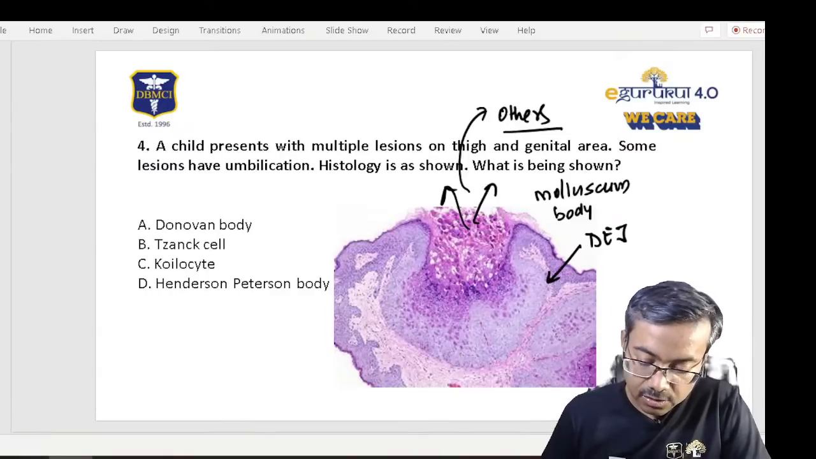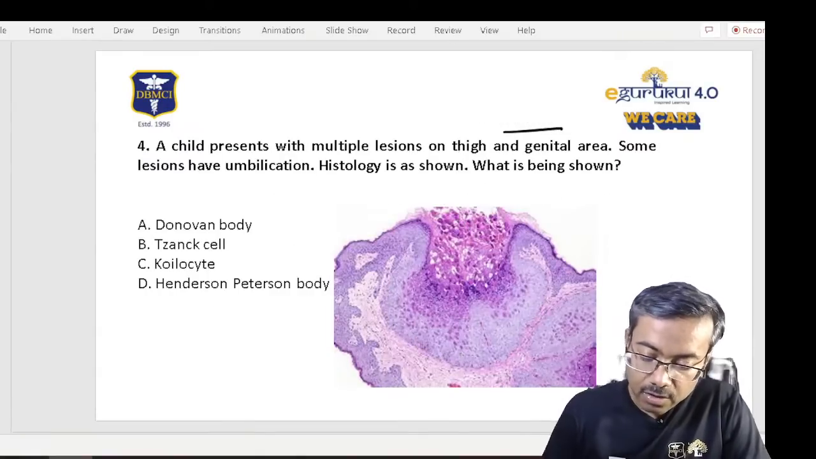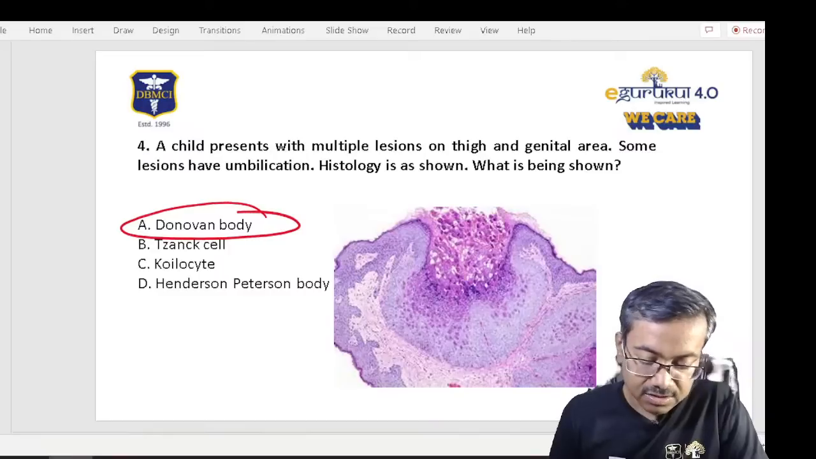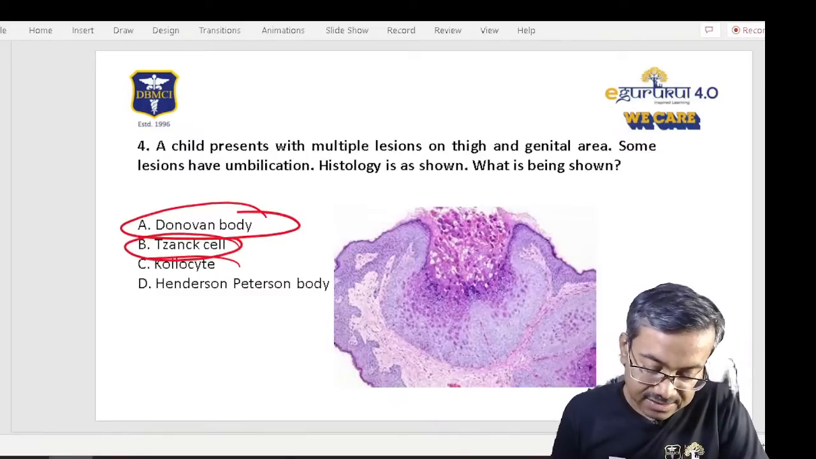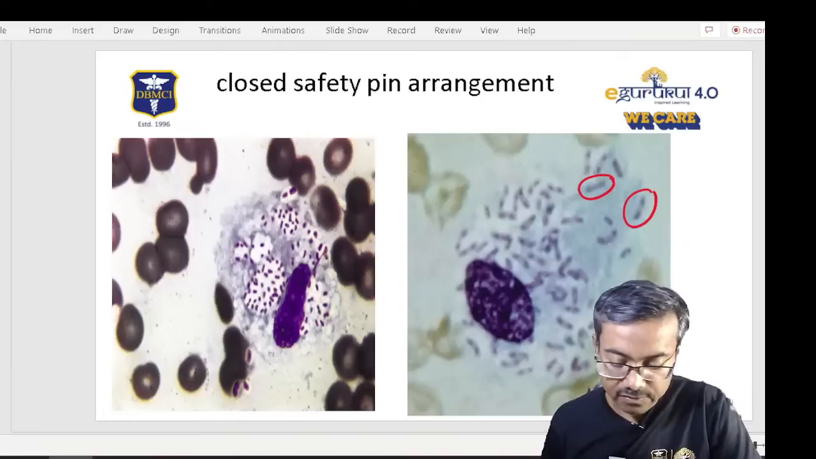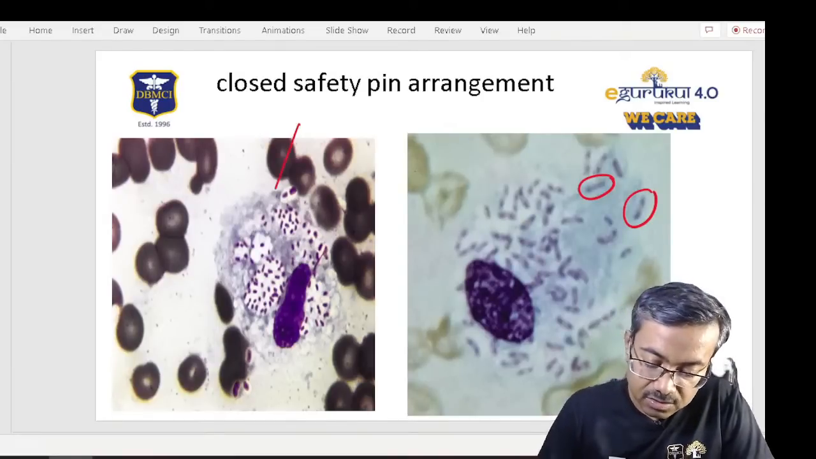Now, what is this other stuff? Let's look at the other stuff also. We look at the Donovan body, then we look at the Zhang cell, then we look at coelocytes. Let's look at all of them. Now, typically this is called the Donovan body.